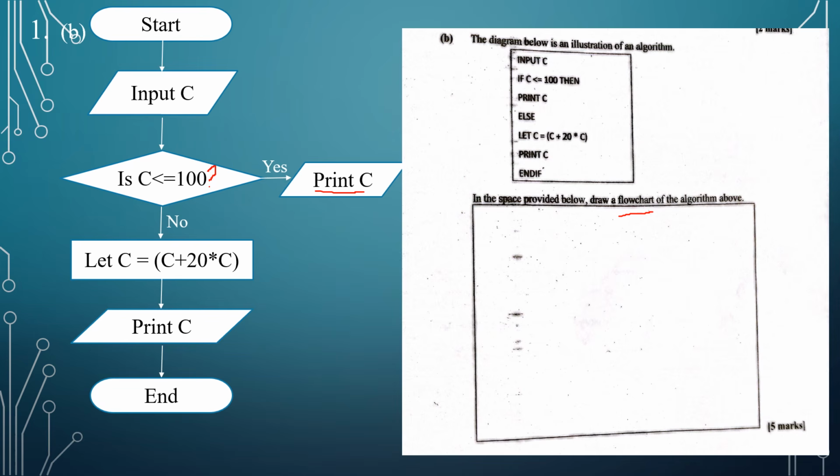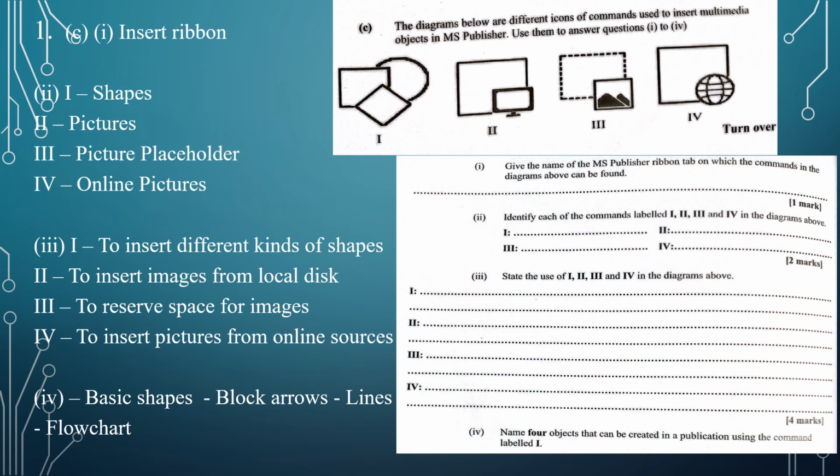But if it is the other way around, that is greater than 100, then no. If no, then it means it's going to process a different formula, or a process that it will use to print it. So this will be in a rectangular shape, then the arrow and then another parallelogram. So this parallelogram represents input, whilst this parallelogram represents output, and then you end the process. So this is the answer to 1B, the algorithm to the flowchart.